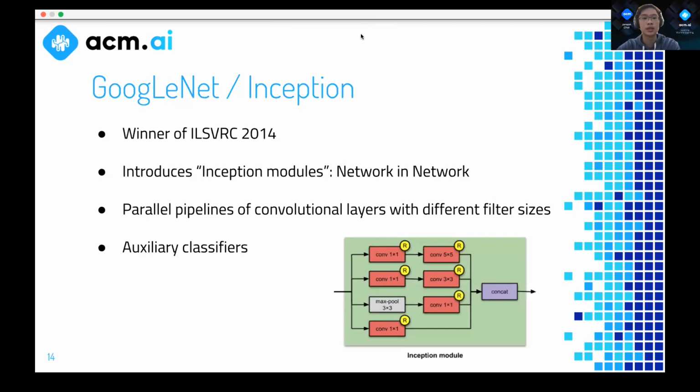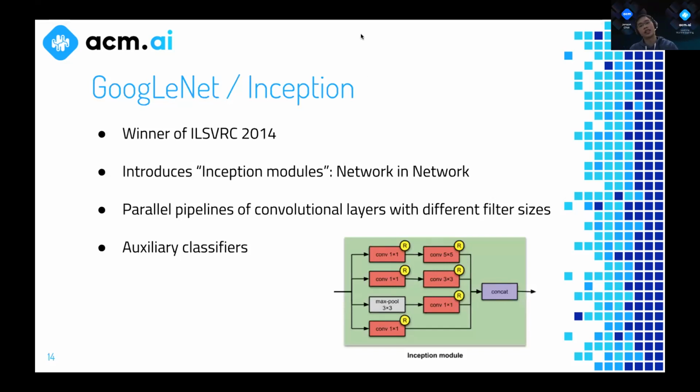Okay. So another notable CNN architecture here is GoogLeNet, which is the winner of the ILSVRC competition in 2014. This is an image classification competition. The innovative thing that GoogLeNet did was it introduced these Inception modules, kind of a reference to a movie. You can basically think of an Inception module as a network within a network. So what do I mean by this?